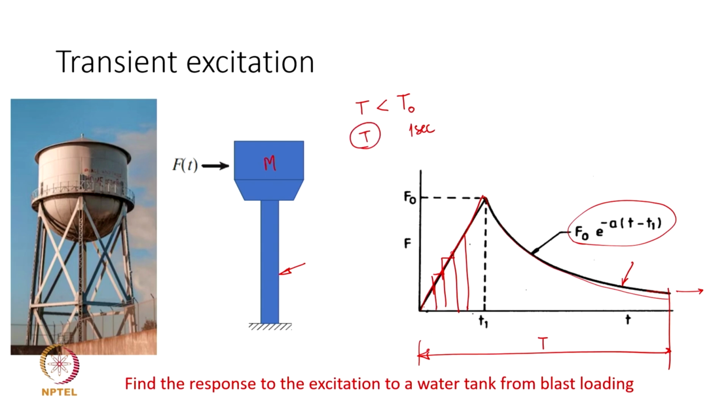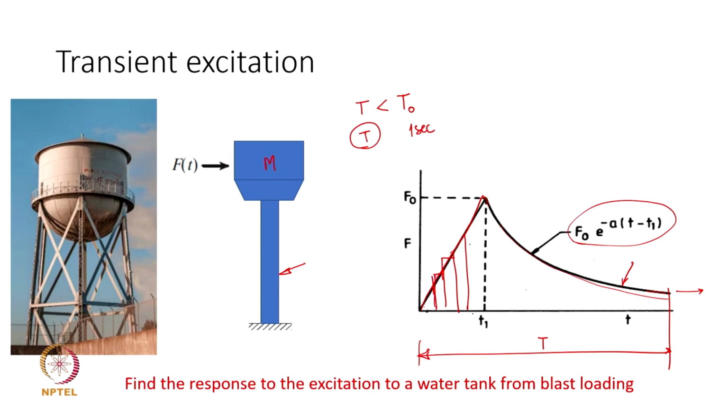So, maybe 0.1 seconds, 100 milliseconds or less, and then that would ideally be treated like a sudden or a transient excitation. But it can go on even beyond that, provided the total excitation is treated appropriately.